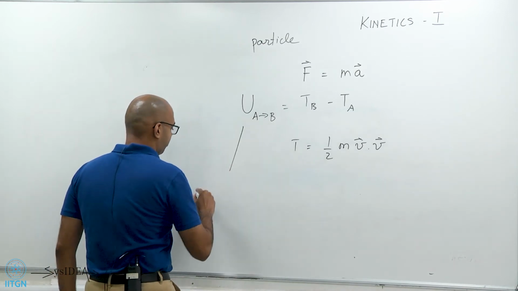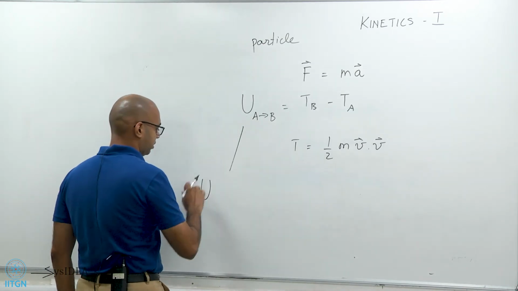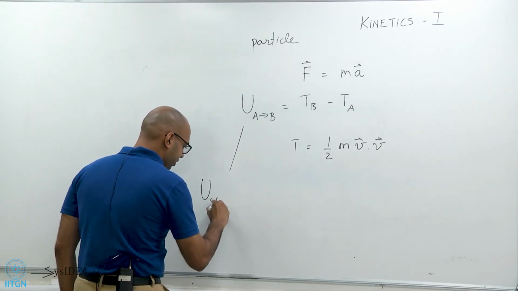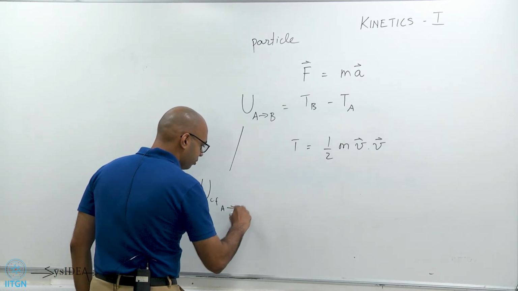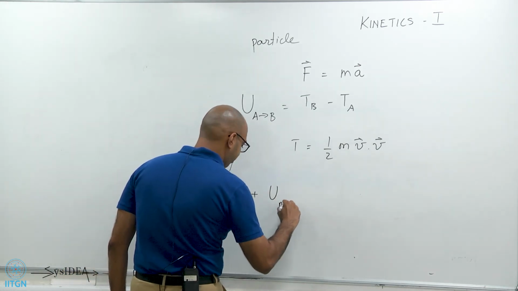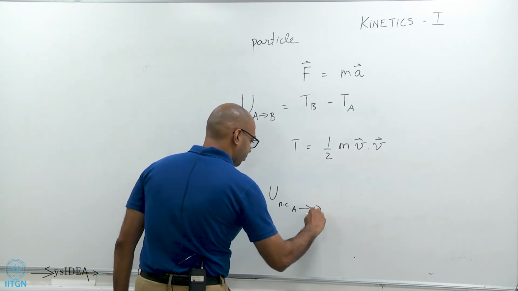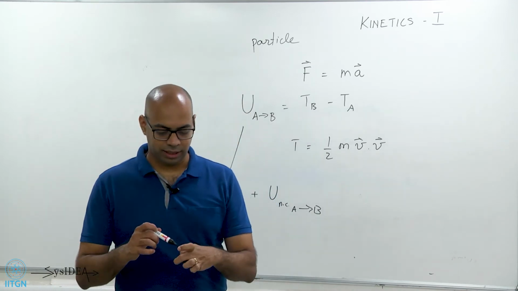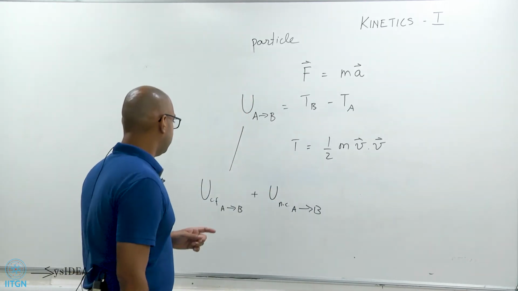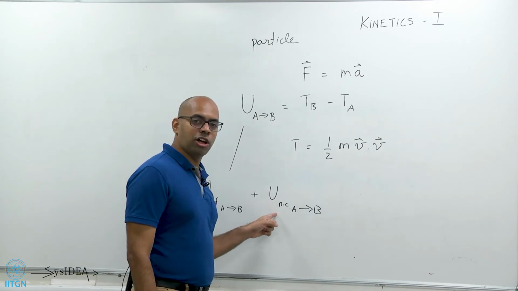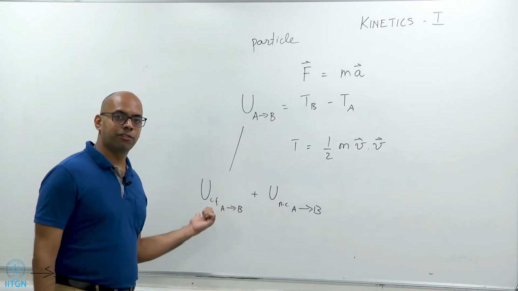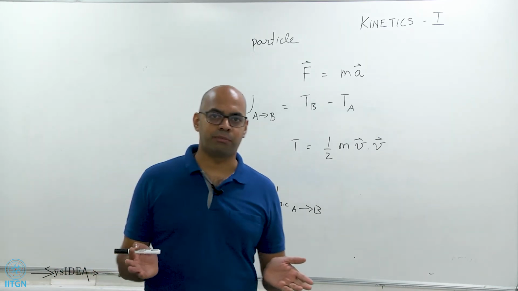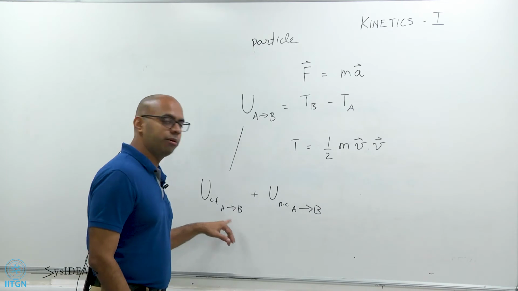Really you can write work done as a sum of two terms: work done by conservative forces in going from A to B plus work done by non-conservative forces in going from A to B. Non-conservative forces are forces for which the work done depends on the path taken, whereas conservative forces are the forces for which the work done is independent of the path taken and only depends on the end points.